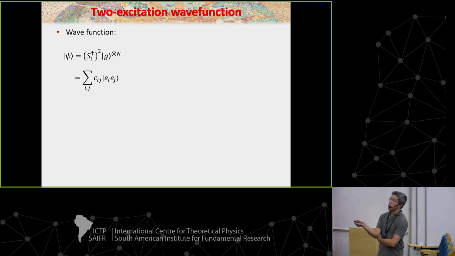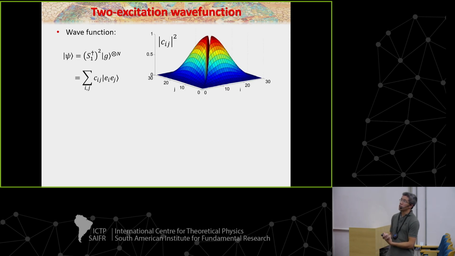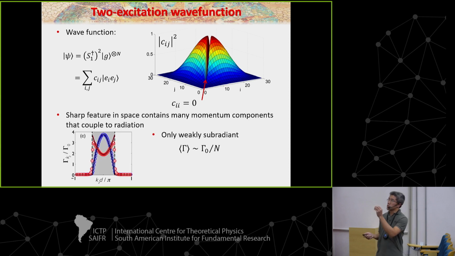The way you can understand that is the following. Let me write out this 2 excitation state in the basis of atom i being excited and atom j being excited with some amplitude C_ij. If you numerically plot out C_ij squared, which gives you the relative probability that atoms i and j are excited, you get a shape like this. It's relatively smooth with a diagonal cutout, which simply says that you can't excite the same atom twice. So in position space, you have this very sharp spatial feature.